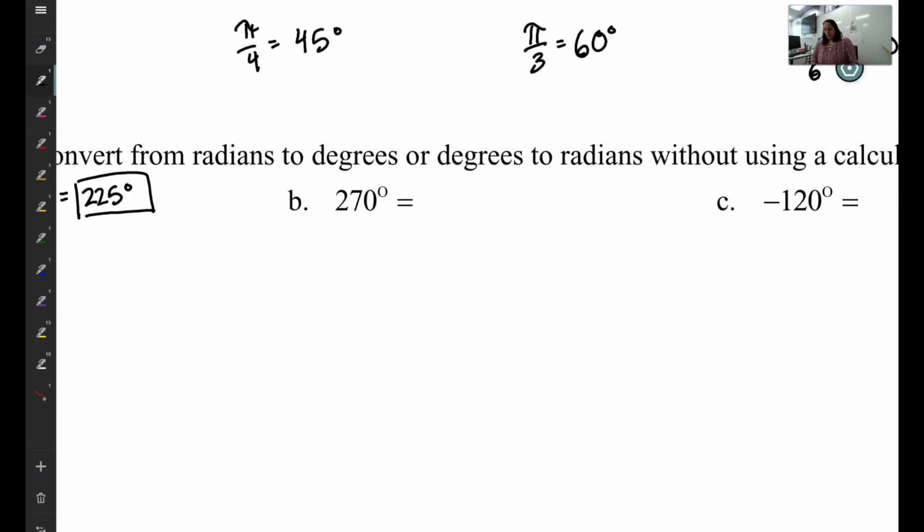Now let's go the other direction. I'm starting with degrees. I want to go to radians. So I'm still going to multiply, but this time I'm going to choose to put my pi in the numerator and my 180 degrees in the denominator. Because now my degrees are the ones that cancel. I have a degree on top and a degree on bottom. So I get 270 over 180 pi.